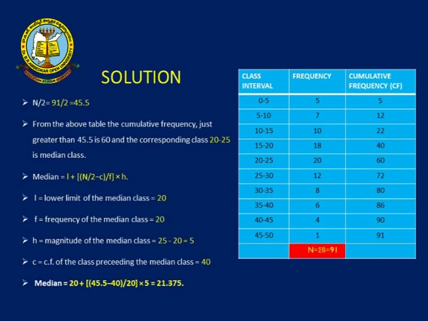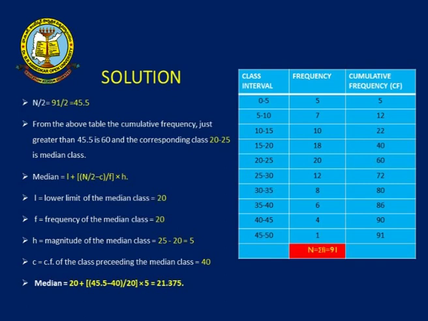Next, the L value. L is 20, the lower limit corresponding to the frequency 20. The corresponding class is 20 to 25. Here the lower limit is L, so L is 20. The median formula is L plus (n/2 minus C) divided by small f, multiplied by h. L means the lower limit of the median class, that is 20.